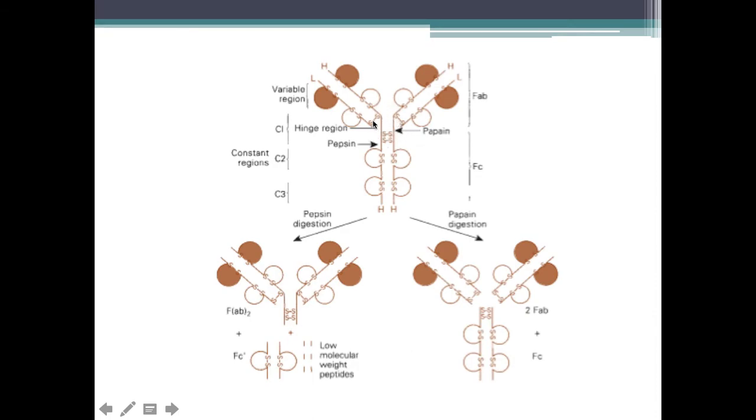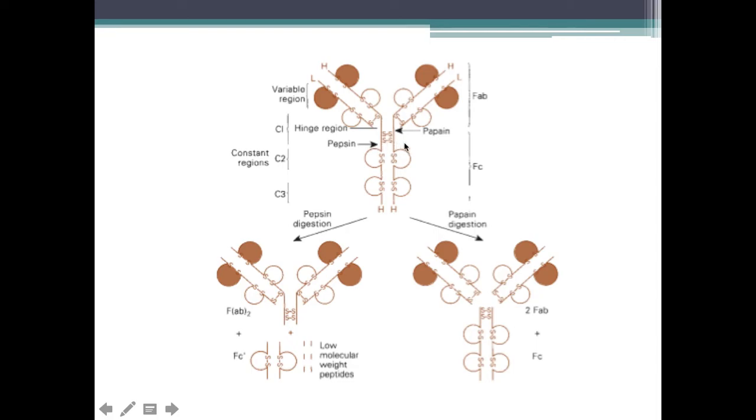This part here is the hinge region. What is the function of the hinge region? What is a hinge? You would remember that a hinge is usually that part which you place on a door so that you can open a door. Okay? Therefore, the hinge region is also the part of the antibody which enables this part to move down or up in order to fit to the antigen, to the location of the antigen. Okay? So if you use papain, this is the site of action. If you use pepsin, this is the site of action.